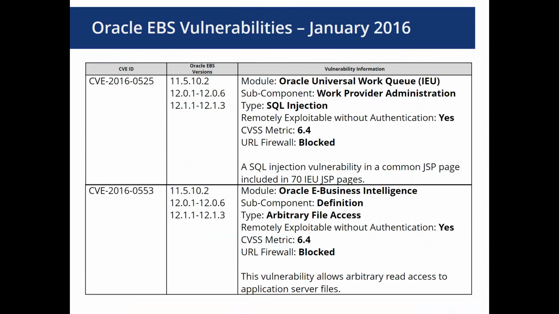Second one here is arbitrary file access. Integrigy found about 15 of these different vulnerabilities over time in Oracle Business Suite. So, vulnerability 2016-0553 allows me to read and write files on the application server. In this case, this is only a read one, but we have found other ones that we can actually read or write.